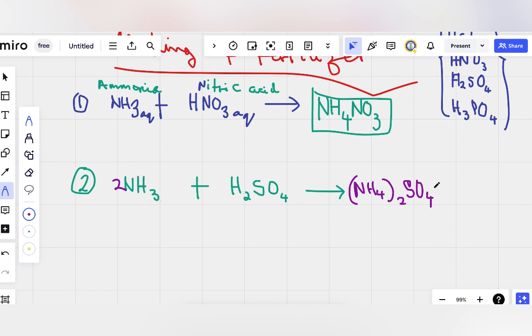So this ammonium sulfate is also a type of fertilizer that is made in the laboratory or in the industry. Depending on which type of fertilizer you want to produce, most of the time you use ammonia and react it with, maybe, phosphoric acid. If you react this acid with ammonia, you get ammonium phosphate, which is also a type of fertilizer.